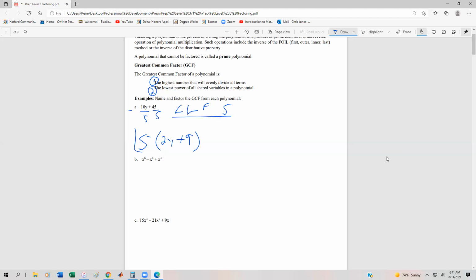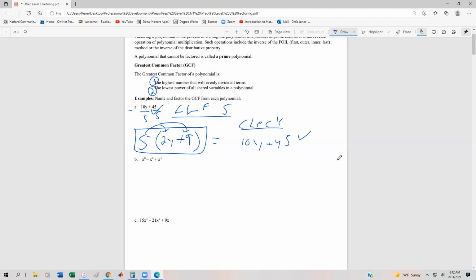Now, this is the factored form. To check the answer, we distribute the 5. 5 times 2y is 10y, and 5 times 9 is 45. So we get the same thing we started with. That's how you can check your answer.